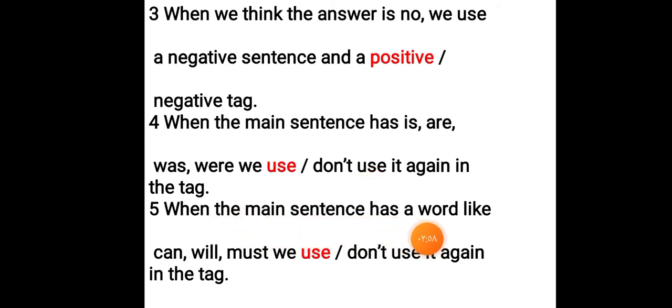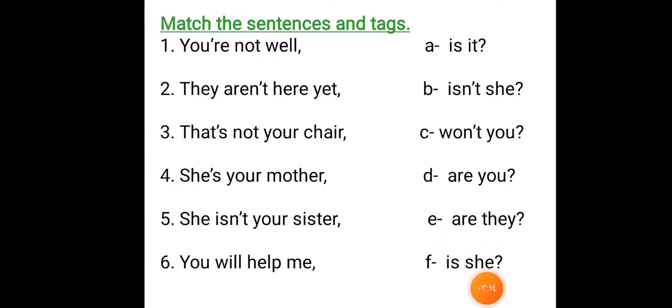When the main sentence has a word like can, will, must, we use it again in the tag. وأيضا عندما تكون أفعال مساعدة أخرى مثل can, will, must and etc. we use it again, نستخدمها مرة أخرى عند تكوين السؤال المذيل.